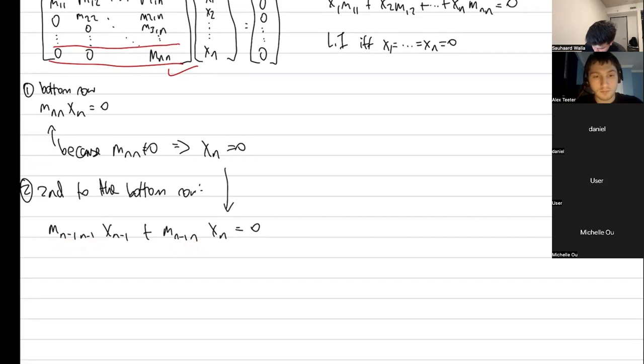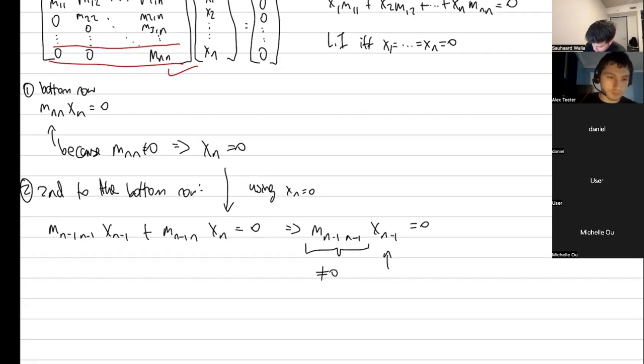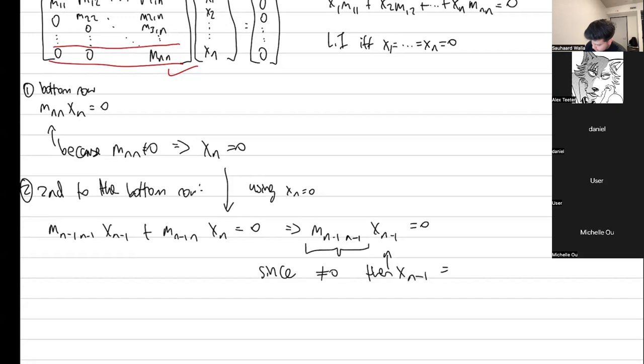So this is the trick. Using xn is equal to 0, this is the same thing as mn minus 1, n minus 1, xn minus 1 is equal to 0. But now you've arrived at a case where you told me this before, that all the diagonal entries must be non-zero. This cannot equal 0, right? We said this from before. Since this is true, then xn minus 1 has to be equal to 0. And that's the trick. We're going to keep going.